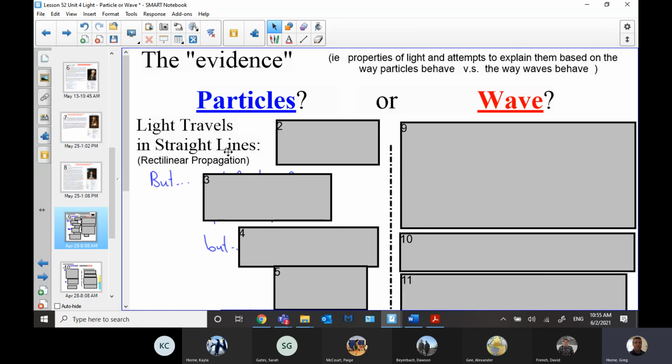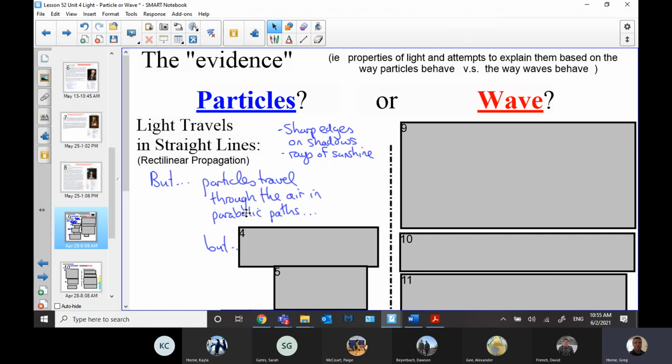It's called rectilinear propagation, right? Light travels in nice straight lines. So we look at that and we say, okay, would Newton and Huygens think of that as particle evidence or wave evidence? The evidence, of course, is sharp edges, shadows, rays of sunshine. We see it all the time, right?